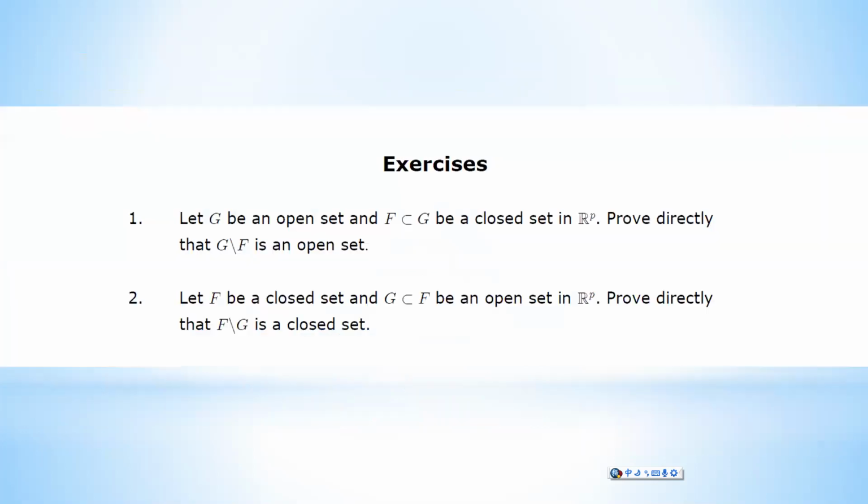So today I would like to assign you the first two homework problems. The first one is slightly different. Here G is an open set, and you have a subset F in G which is closed. You prove directly, meaning you use the definition, that G minus F is an open set. If you draw a picture, you can see it's obvious, but you need to write down the proof.